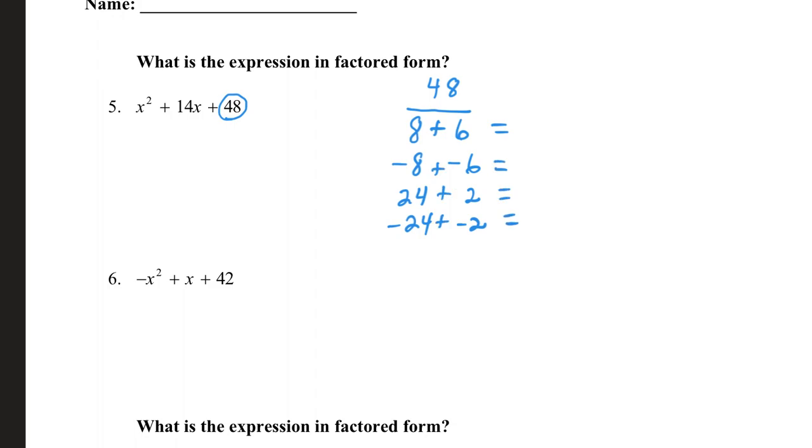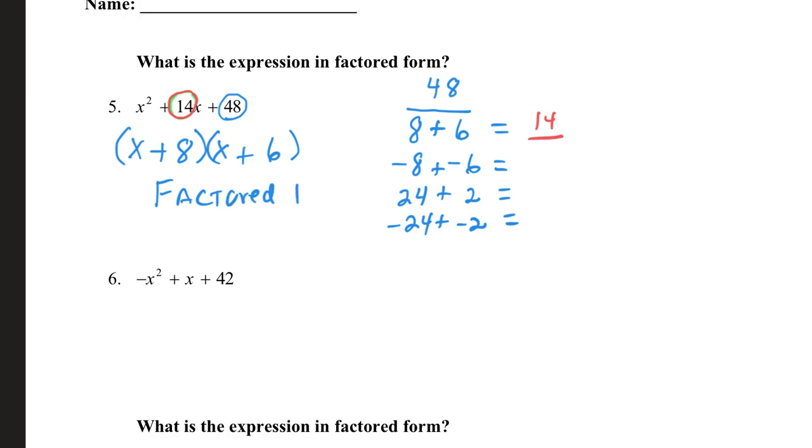And when we add, we're searching for the middle coefficient, which is 14. We do know that 8 plus 6 gives you 14. So that's the number that we're looking for. So now you will write your two binomials. By the way, those are called factors. And you're going to write 8 and 6. So you have x plus 8 times x plus 6. And this is written in factored form. And these are also called the factors.